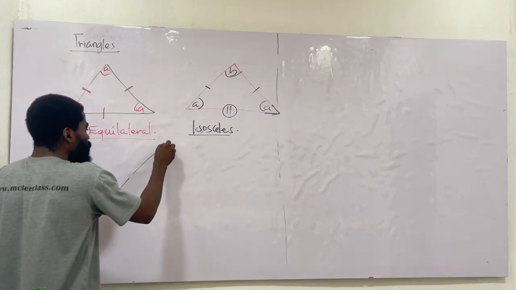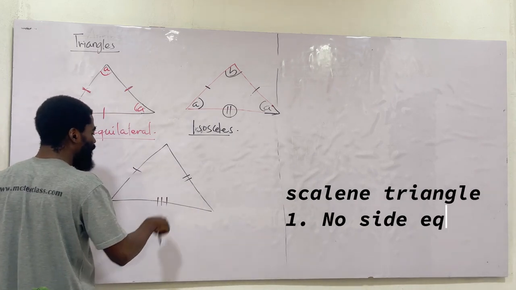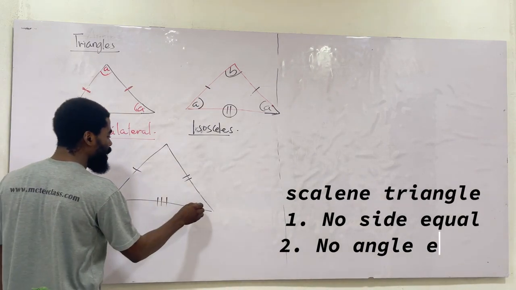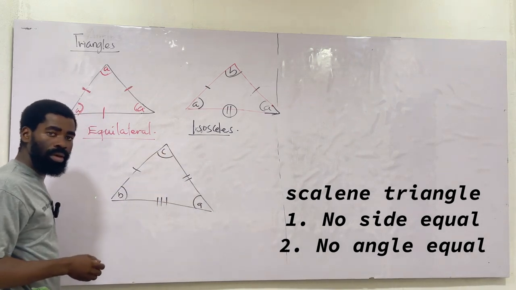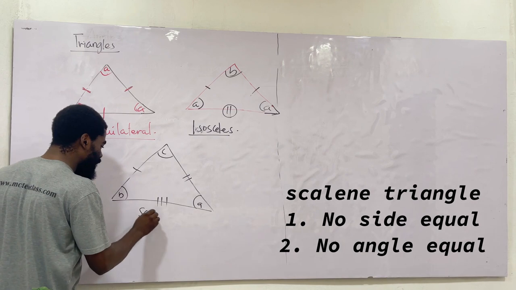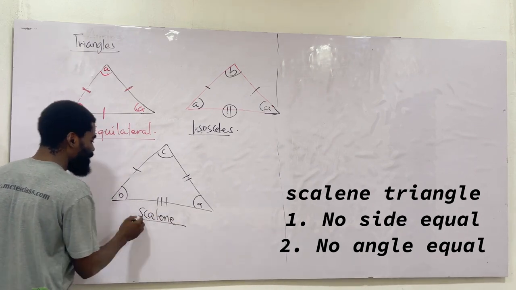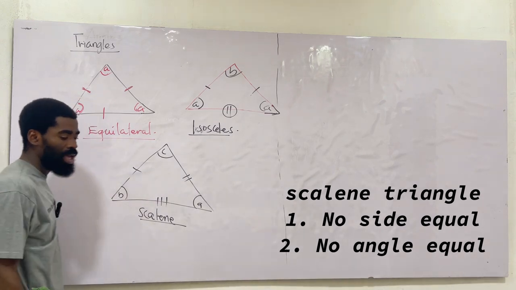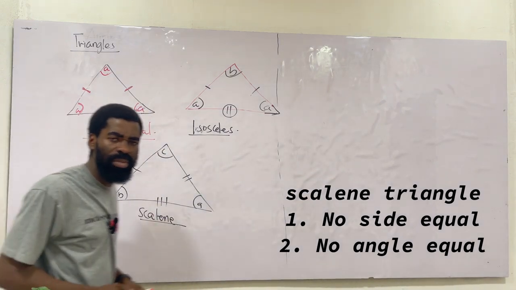And the third one, which has no sides equal, so I have 1, 2, and what? And 3. So if this one is A and that one is B, then this one will graduate to what? C. You see, this is called what? The scalene triangle, or scalene. Let me just say scalene. Now, for scalene, all sides are different. And since all sides are different, all angles are also what? Different. Do you get the point I'm making here?